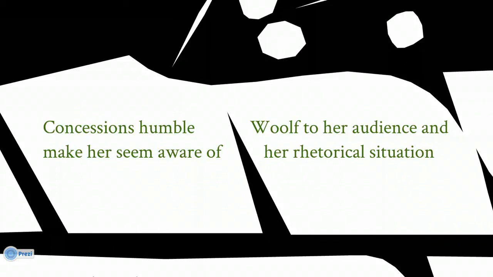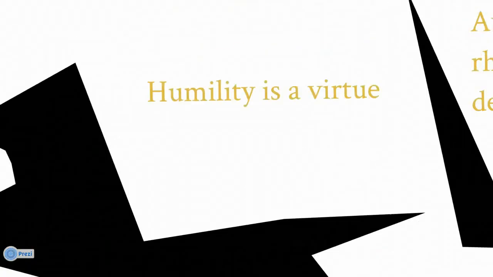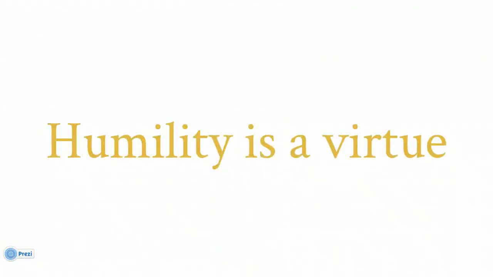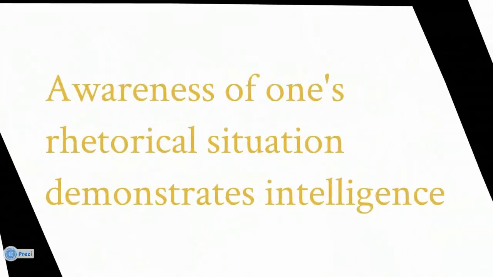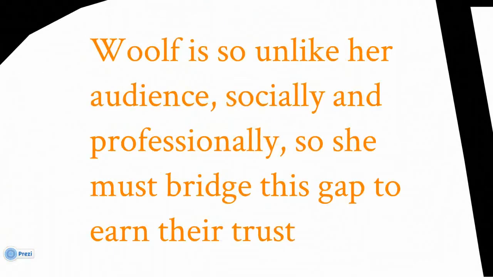So all of these concessions, if we go up to the next level, to the rhetorical strategies, help her humble herself to her audience and make her seem more aware of her rhetorical situation. If we talk about this in terms of the three appeals, her humbling herself, humility, is a virtue. So she's trying to appear more virtuous. That's building ethos. Making herself appear more aware of her rhetorical situation demonstrates her intelligence. That's building ethos. That makes her more trustworthy. And both of those things together help further bridge this gap and earn her audience's trust.